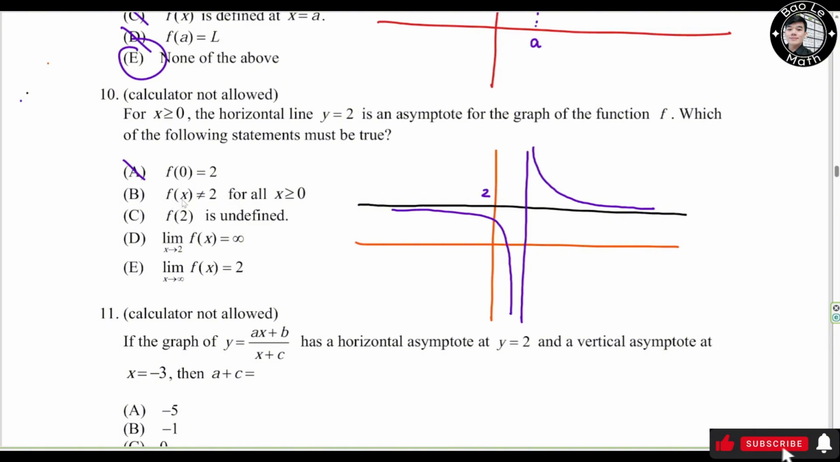Question B. f(s) different from 2 for all s greater than or equal to 0. It's not correct, right? Question C. f of 2 is undefined. It's not necessarily true, right?